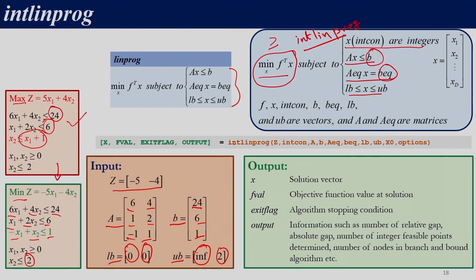So the input to intlinprog is similar to linprog, right. This is the name of the inbuilt function intlinprog. Remember, it is in lower case. We need to give the variable which has the coefficient values of the objective function. We will come to this intcon in a while. So this A, b is the coefficient matrix and right hand side vector of the inequality constraint, Aeq is the coefficient matrix of the equality constraint, beq is the right hand side of the equality constraint, lower bound, upper bound of the variables, x0 is the initial guess, right.